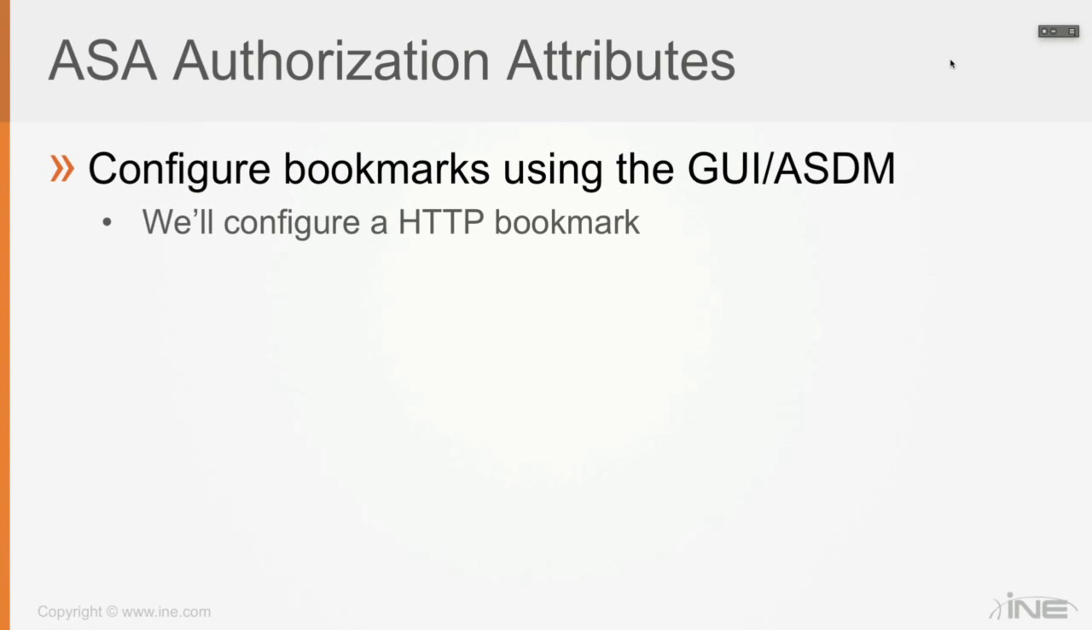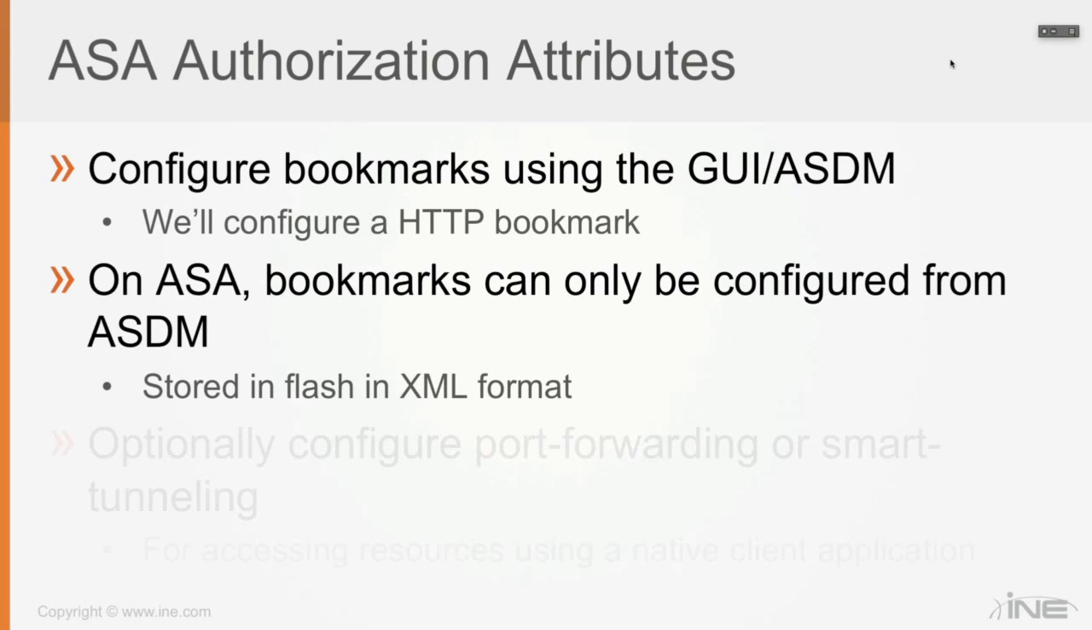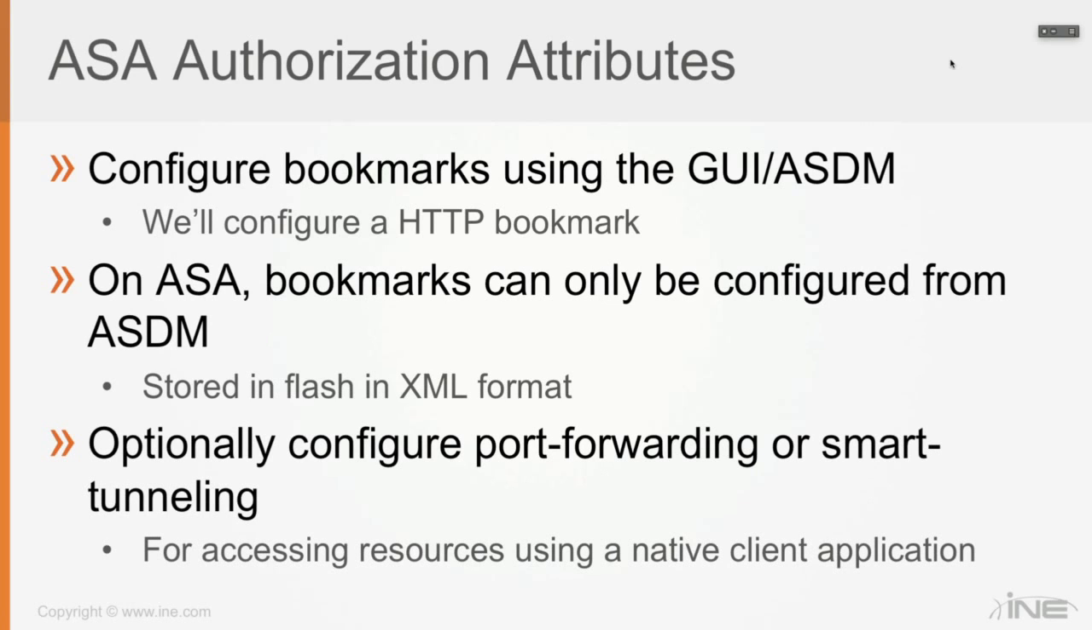So we're going to have to configure exactly what I said before, the bookmarks or the port forwarding or the smart tunnel functionality. In our case, we're going to use only bookmarks using the ASDM GUI, and we're going to configure an HTTP bookmark. And as I said, optionally, we can also configure other capabilities like port forwarding or smart tunneling.